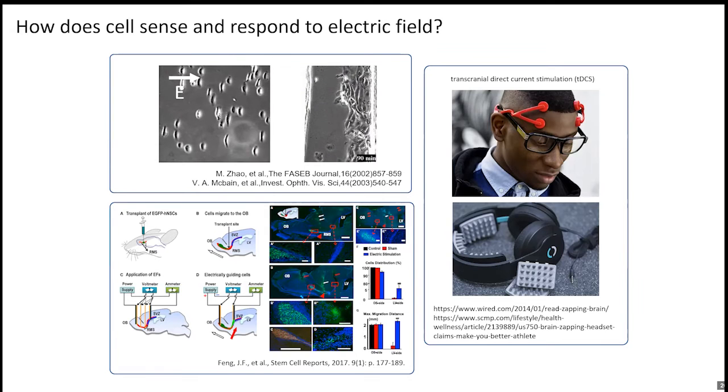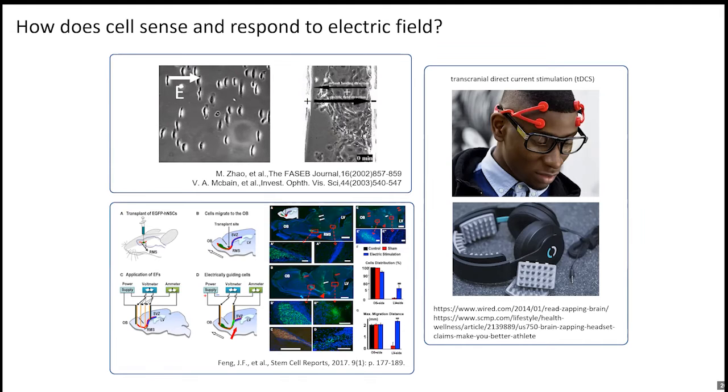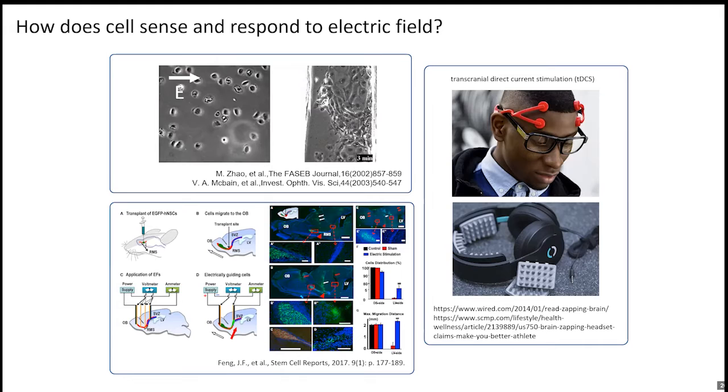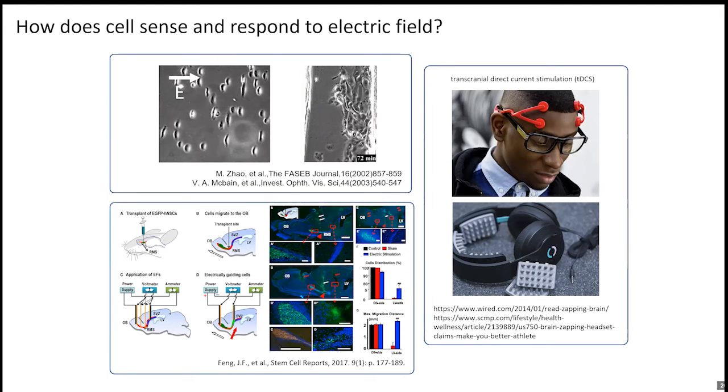The stem cells, as they migrate and differentiate in the body, also respond to electric fields. However, the mechanism of how cells sense and respond to electric fields is actually quite complicated, and there is no clear mechanism that can explain all the responses.